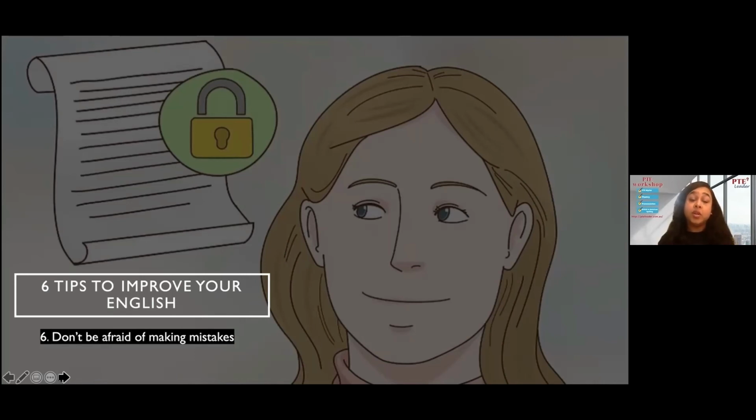inferior, not having an inferiority complex from making mistakes, is that when you're practicing English, speak with someone with whom you're very comfortable. Because when you're speaking with someone you are very comfortable with, you will not be afraid of making mistakes. And the other person will not judge you for making mistakes. So that way you will feel safe, but at the same time, you will keep learning new things. And yeah, that's how you can improve your English.